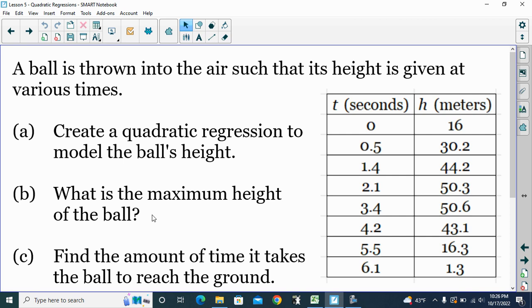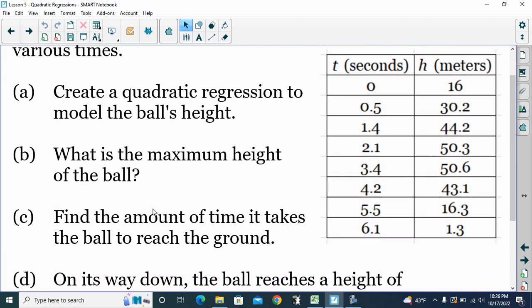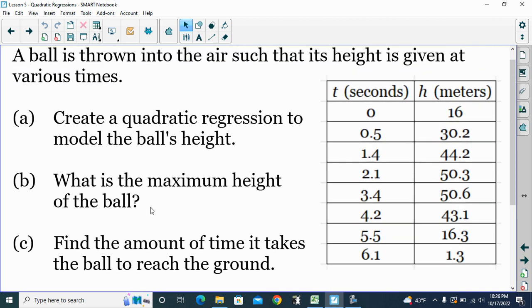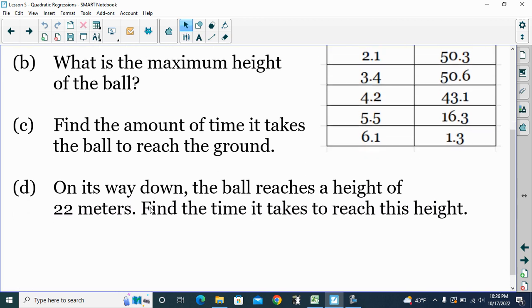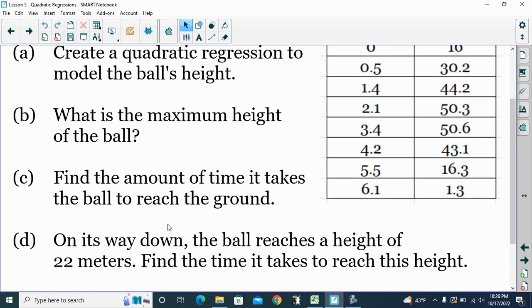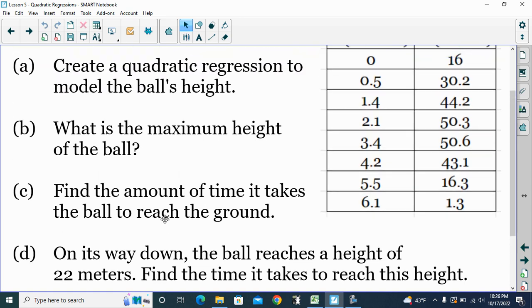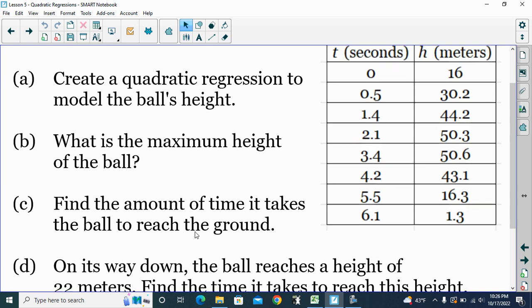Part B, we're asked for the maximum height of the ball. Part C, we want the amount of time it takes the ball to reach the ground. And in part D, we are told that on the way down, the ball eventually will reach a height of 22 meters. We are asked to find the time it takes to reach that height. How long does it take to reach a height of 22 meters?